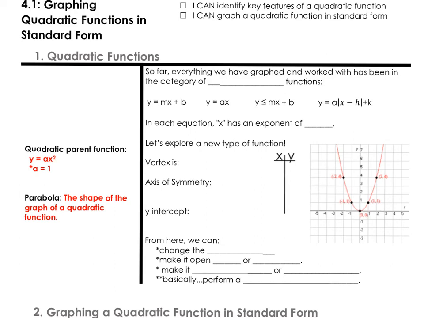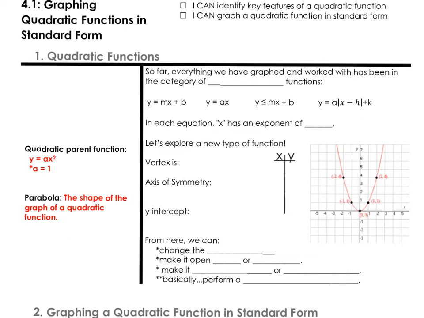Chapter 4 is titled Quadratic Functions and Factoring. You'll notice there are 10 lessons in this chapter. We're going to start with graphing quadratic functions in standard form. Our goals today are to identify key features and graph in standard form.